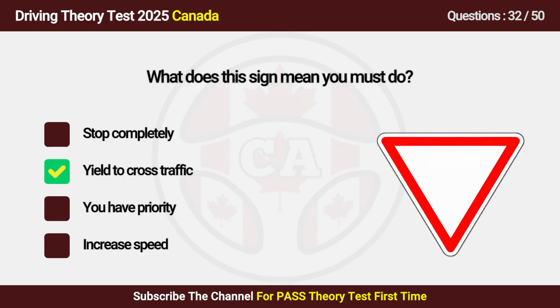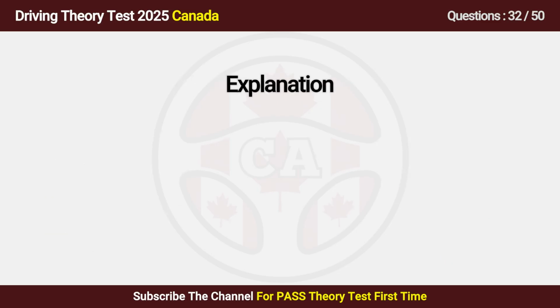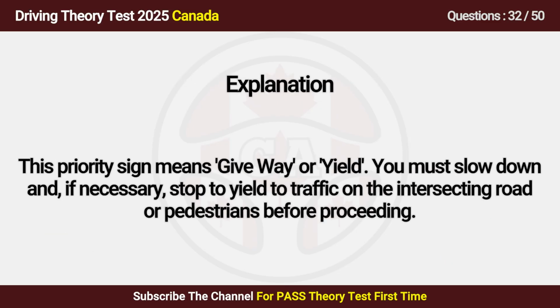Answer is B, yield to cross traffic. This priority sign means give way or yield. You must slow down and, if necessary, stop to yield to traffic on the intersecting road or pedestrians before proceeding.